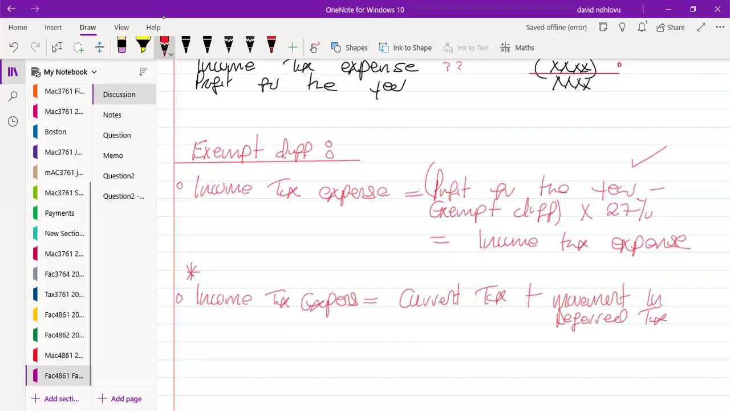Right, if it's a deferred tax asset, all right, let me say plus or minus here. Okay, because sometimes you subtract, sometimes you add. All of that I will explain as we go along.